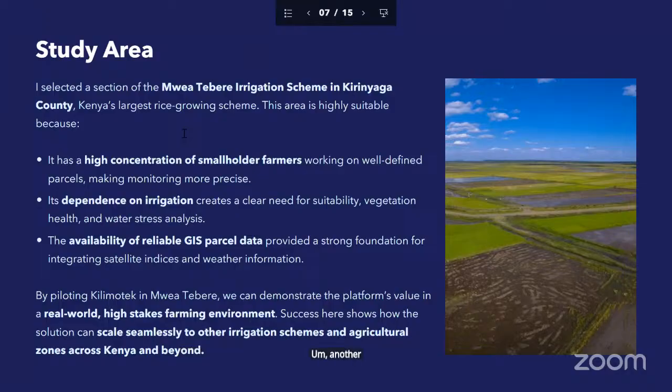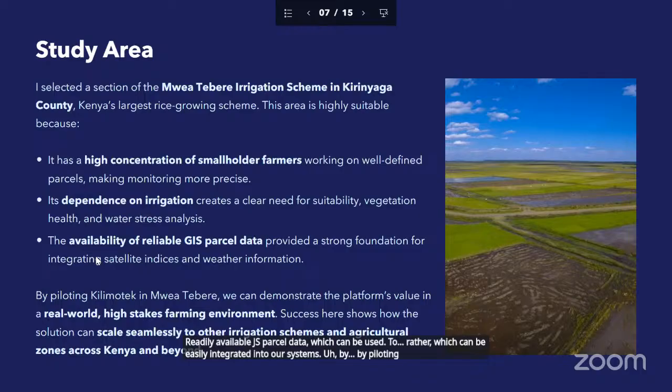Another reason why I chose Mwea Tabere is because they have a dependence on irrigation. They also have readily available GIS parcel data which can be easily integrated into our systems. By piloting Kilimotech in Mwea Tabere, we can integrate this platform into a real-world scenario, and we can scale seamlessly to other schemes, which is easier.